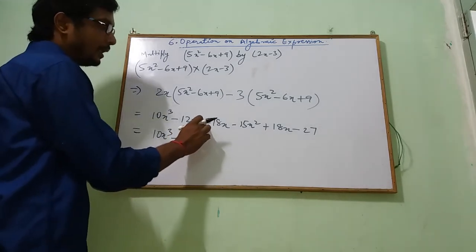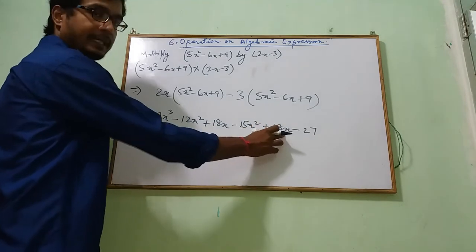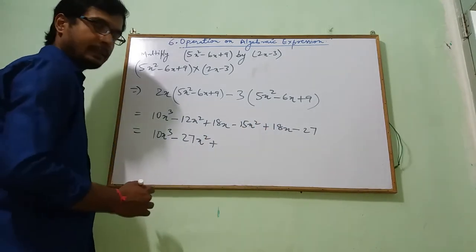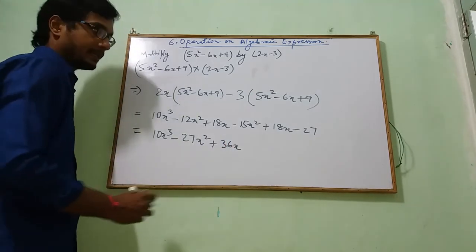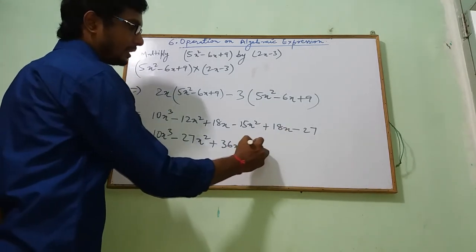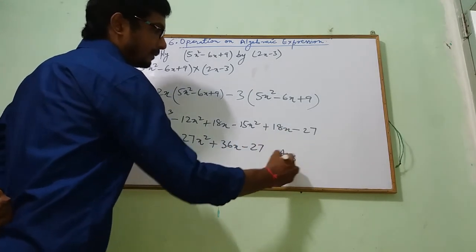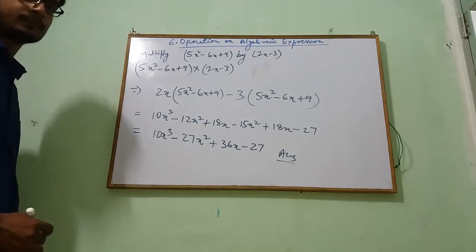Then here you can see plus 18x and here also plus 18x. So I will put plus here. Then 18 plus 18 becomes 36 and I will write x here. And I will write the constant part, that is 27. And that will be my answer.